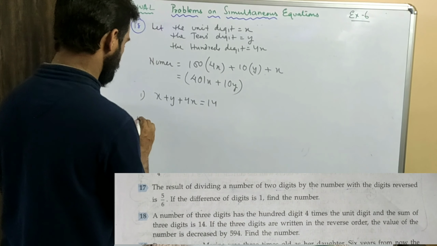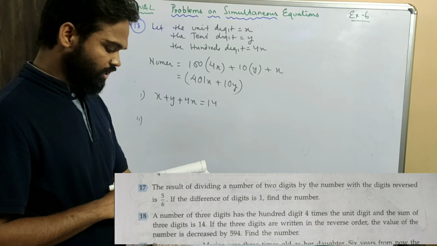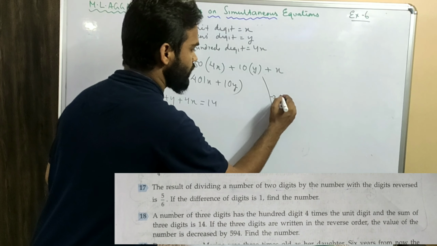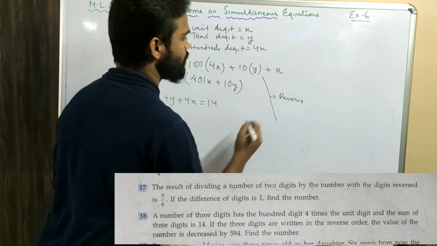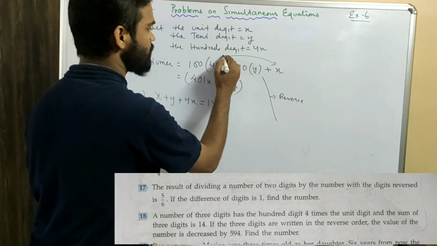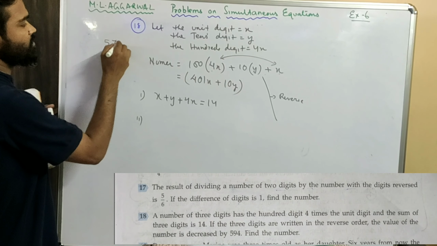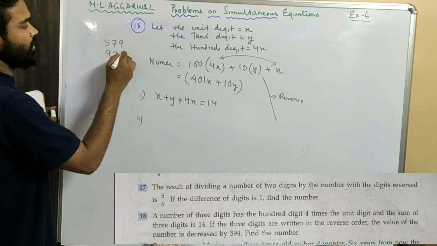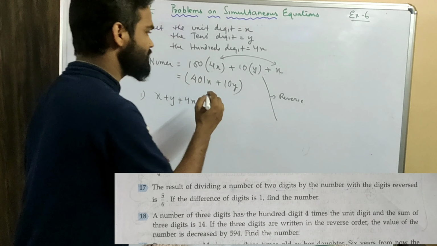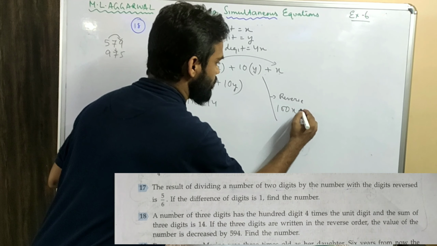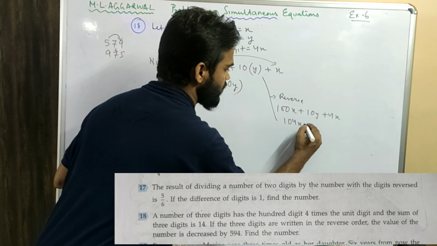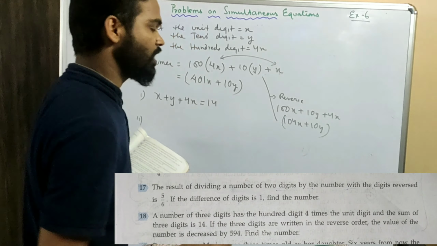They have told in the sum. Now look, if the 3 digits are written in reverse order, what happens? This gets interchanged with this, isn't it? For example, 579, the reverse will be 975. See, this and this interchange the place. The middle one remains the same, which means I can write 100x plus 10y plus 4x, which means 104x plus 10y when the digits are reversed.